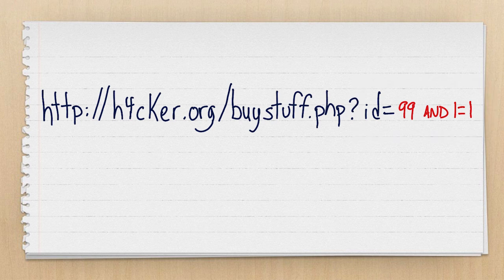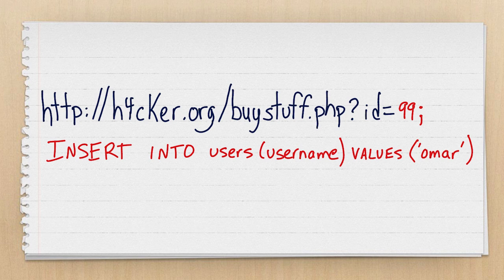Some web application frameworks allow you to perform multiple queries at once, so you can take advantage of that capability to perform additional exploits, like adding records to the database, for example. Now, in this example, I have a user called Omar, and it's added to the users table in the database. And I'm doing that by putting a semicolon after the ID 99, and then I'm putting insert into users usernames, and then the value is the user Omar in this example, right?